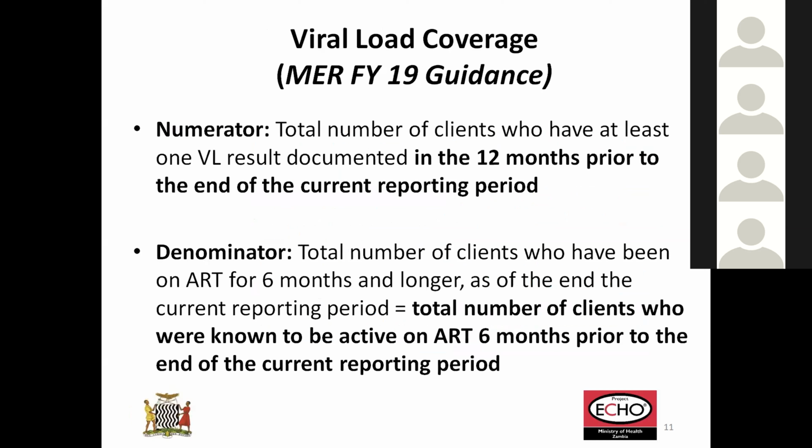So this is the viral load coverage. The numerator is the total number of clients who have at least one viral load result documented in the 12 months prior to the end of the current reporting period. And the denominator is the total number of clients who have been on ART for 6 months and longer as of the end of the current reporting period. That means this is the total number of clients who were known to be active on ARVs 6 months prior to the end of the current reporting period.